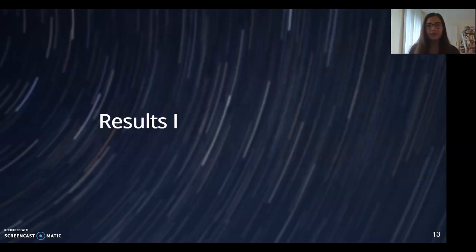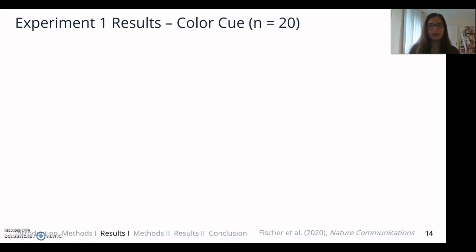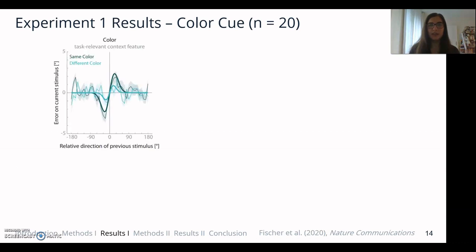So let's start with our results. Generally speaking, across all our 4 experiments, we observed serial dependence, even though we presented 2 items per trial instead of 1 item per trial, which is commonly used in serial dependence studies. In our first experiment, where color was the task-relevant context feature, we saw that color affected serial dependence: serial dependence between items with the same color, shown here as the dark turquoise curve, had a stronger and more broadly tuned bias than items with different colors.